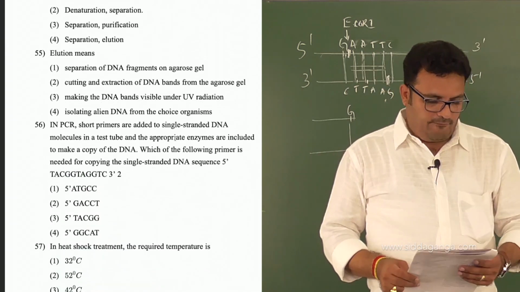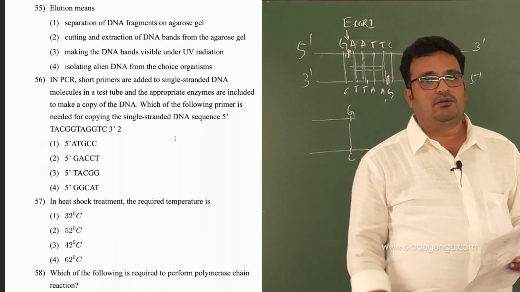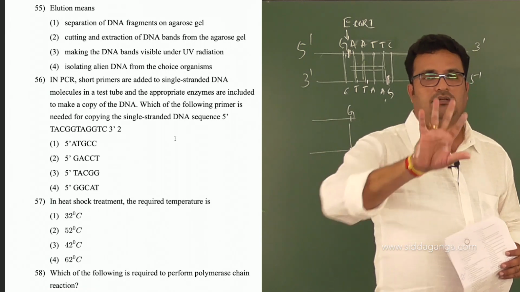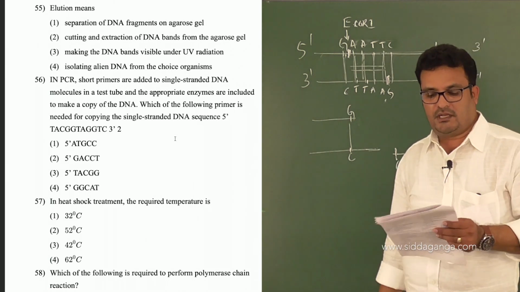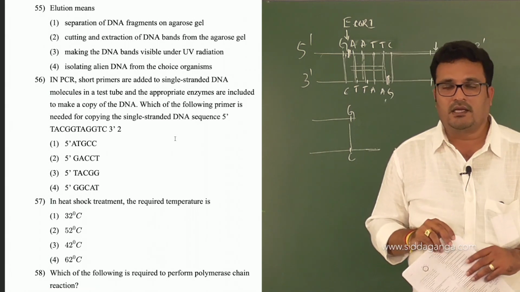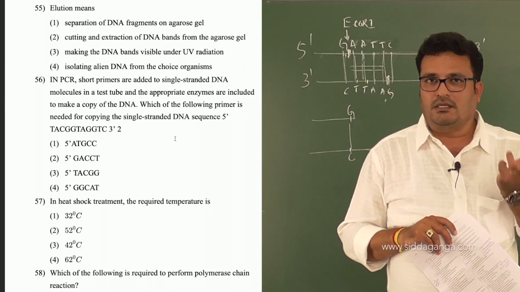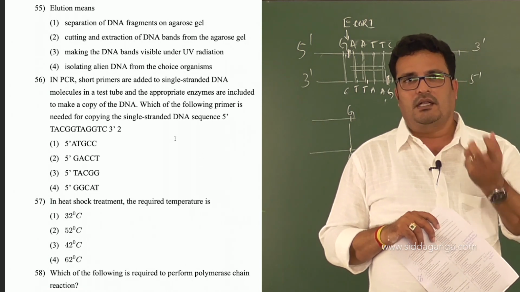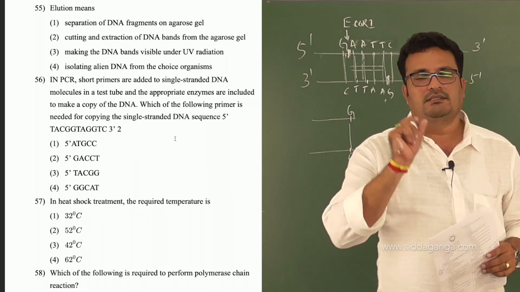Next question 55. See, elution. I told you in case of gel electrophoresis technique, there will be a 1 mark question in the board and also for NEET, right? So elution is a technique of cutting and separation of the DNA bands from the agarose gel, once stained with ethidium bromide. Because when stained with ethidium bromide, it appears orange in color, right? So once it appears orange in color, under UV rays you can easily extract, you can cut the gel piece consisting of the DNA fragment.